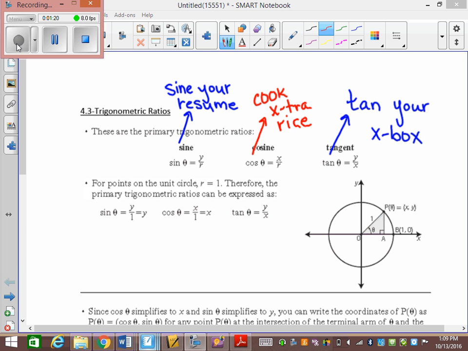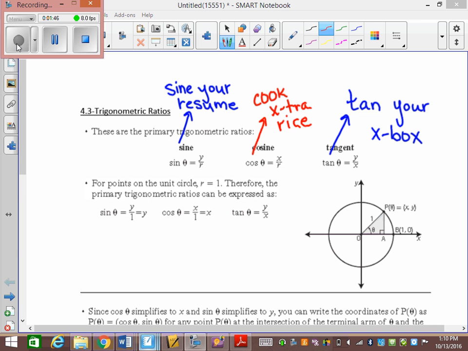Hey, the guy had something. I couldn't come up with anything. That was pretty good. That's extra. Hey, let it go. Let it go. I'm singing on the thingy. I just realized that. Awesome. Good times. So sign your resume, cook extra rice, tan your Xbox. They're wonderful. I know. Just remember that.